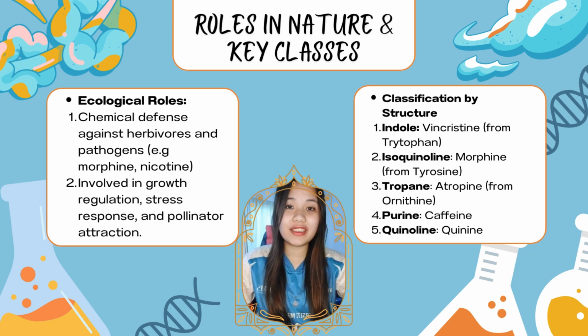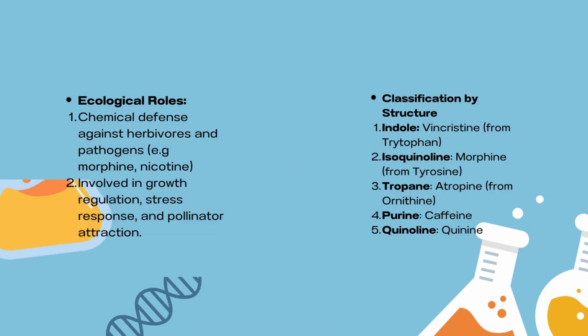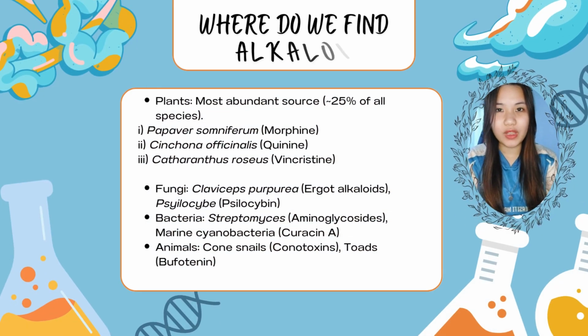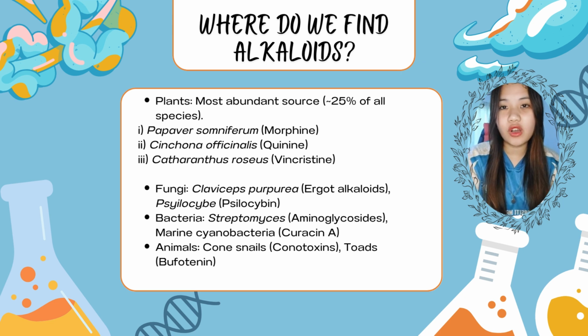Each of these distinct structural classes also boasts a specific set of therapeutic applications, which naturally leads us to explore their various sources and uses. Let's dive into where we discover these compounds in nature. Plants are the most abundant source. It's estimated that over a quarter of all flowering plant species produce alkaloids.